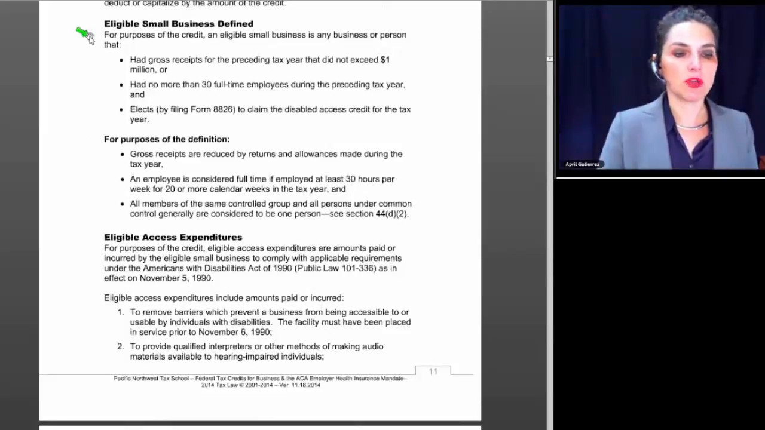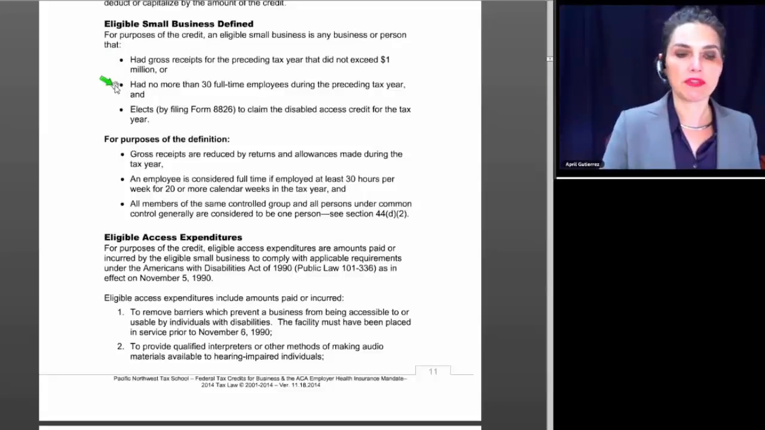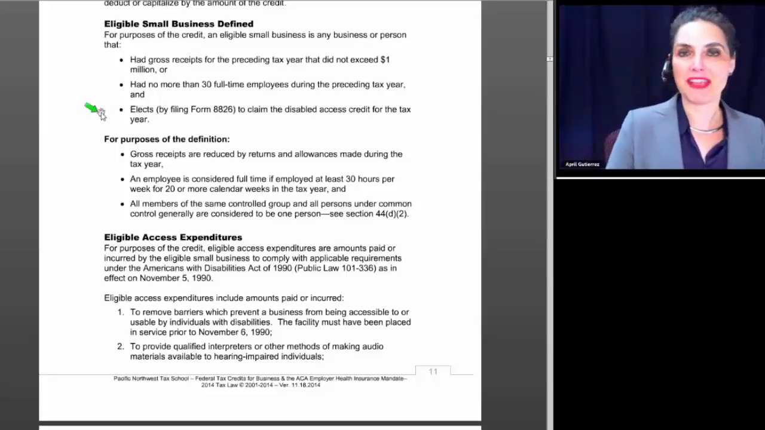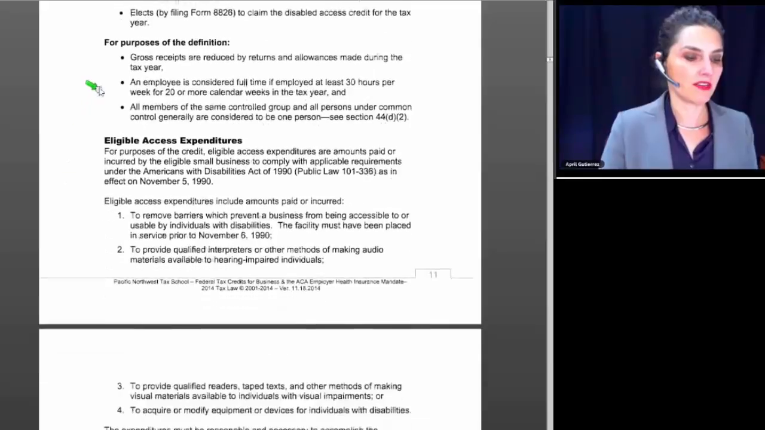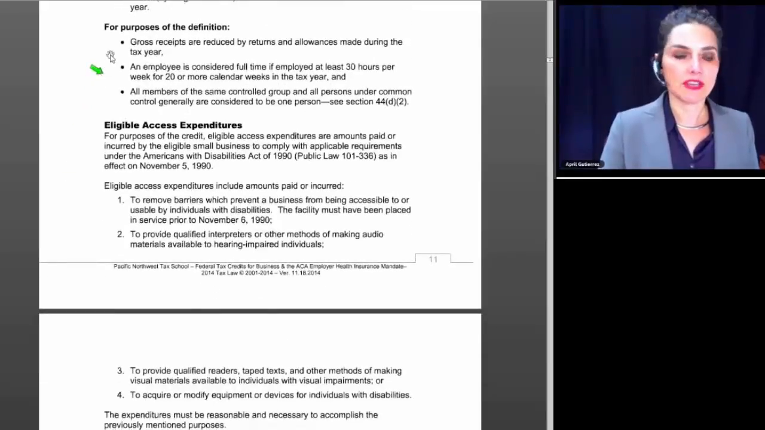An eligible small business is any business or person that has gross receipts for the preceding tax year that did not exceed $1 million or had no more than 30 full-time employees during the preceding tax year and elects by filing Form 8826 to claim the Disabled Access Tax Credit for that year. So for purposes of the definition of an eligible small business and a disabled access improvement, gross receipts are reduced by returns and allowances that are made during the year.